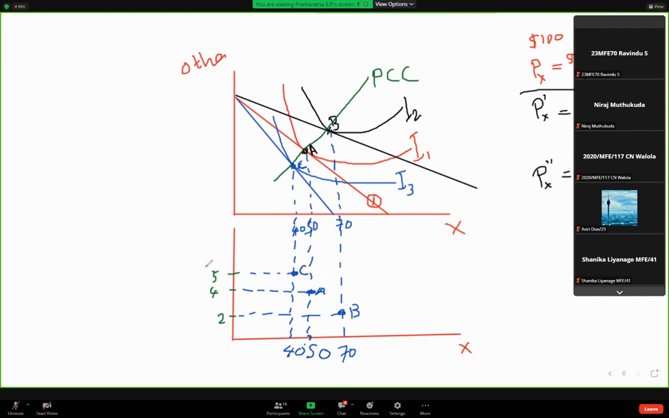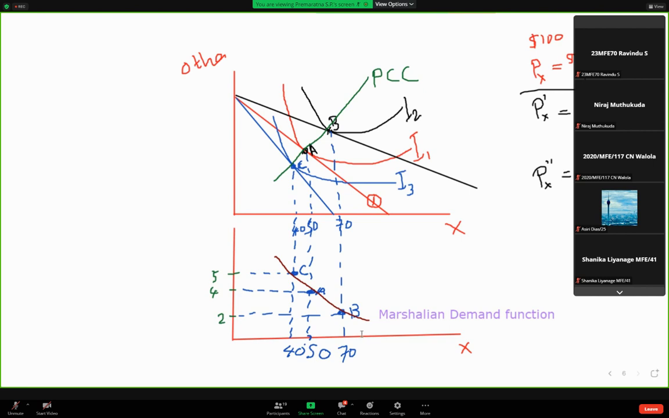Connecting these, A, B, C, if you draw a line, what we call the Marshallian demand function. You can see here the total price effect.